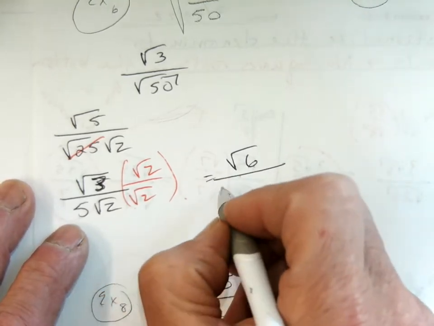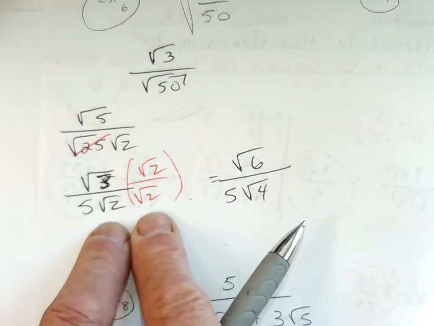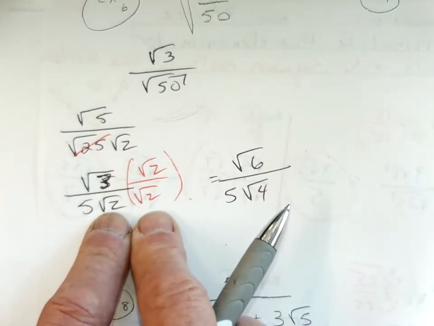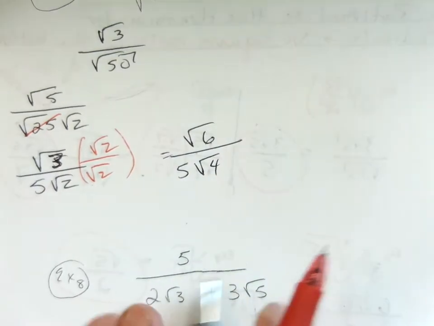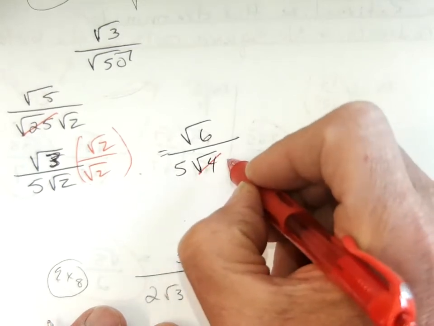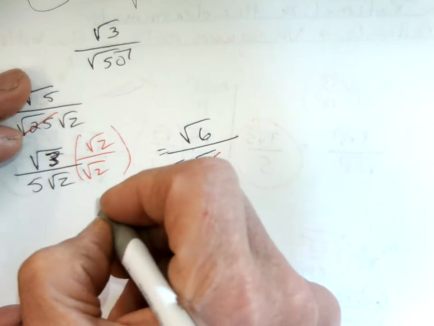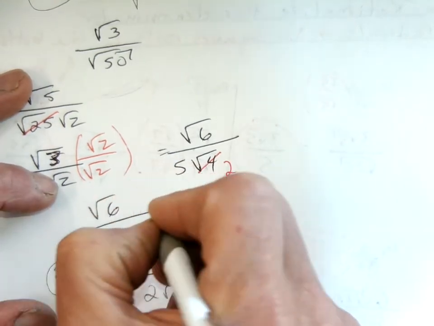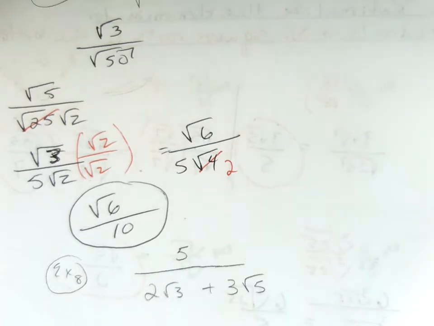And then I'm going to get 5 times the square root of 4. You see where I got the square root of 4? Square root of 2 times square root of 2 is square root of 4. And then what do you see? Square root of 4 is 2, right? And so I'm going to get an answer of the square root of 6 over 10. There's no longer a square root in the denominator, okay? Thumbs up?